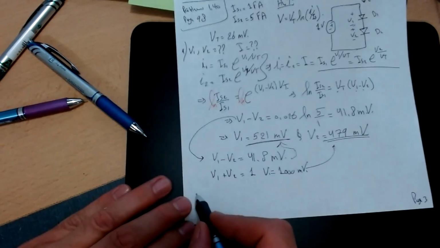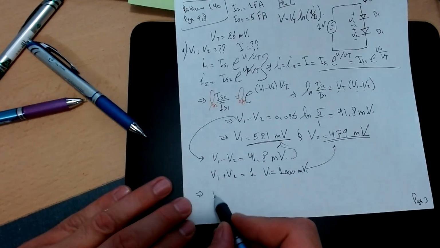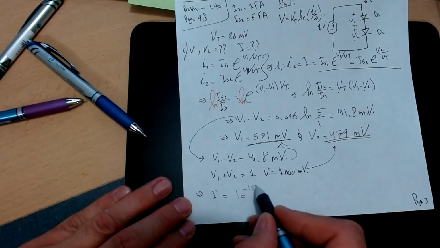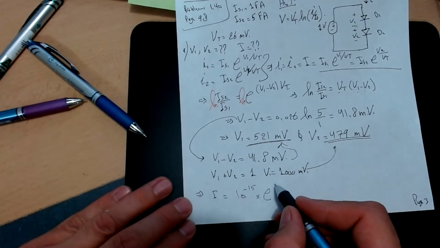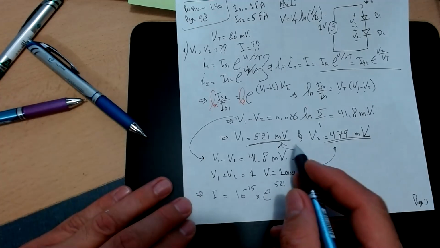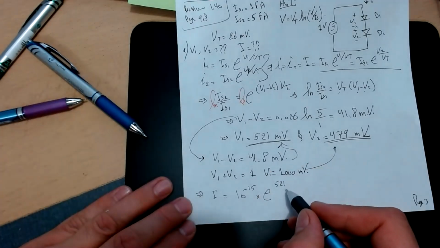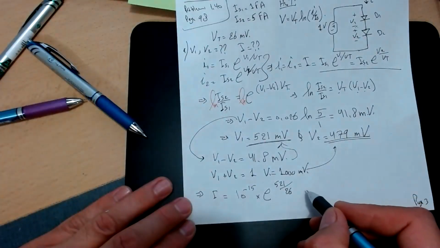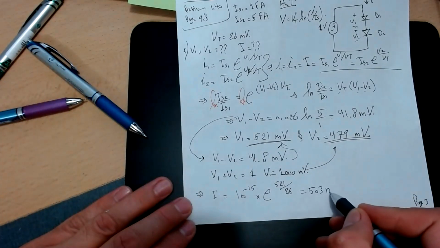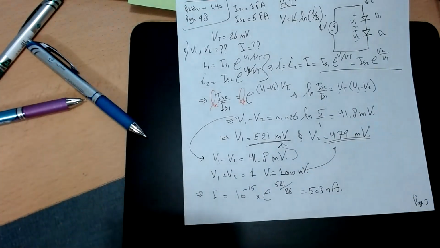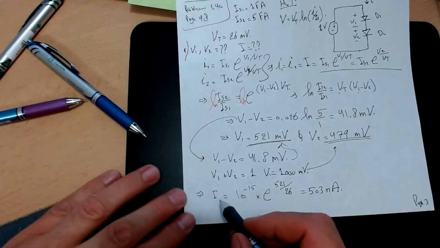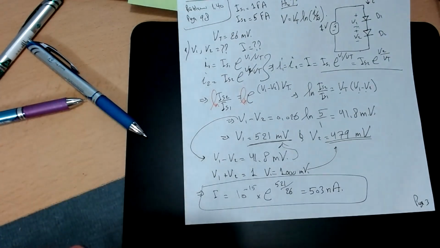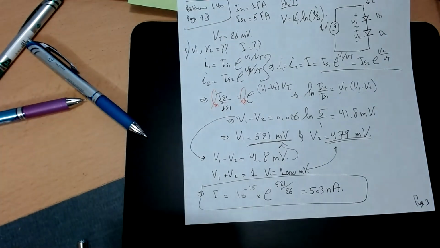So at this point, it's easy for us to calculate I, which is equal to 10 to the negative 15 e^(521/26), where 521 is V1 and Vt is 26 millivolts. This is IS1 or IS2, it's the same thing, so all the currents are the same. This is part A. Let me share the screen for part B.